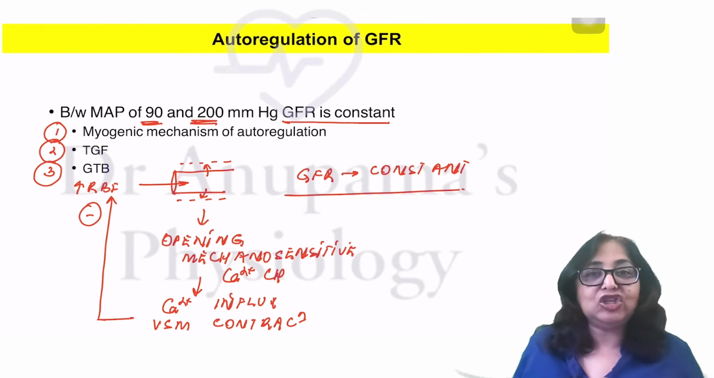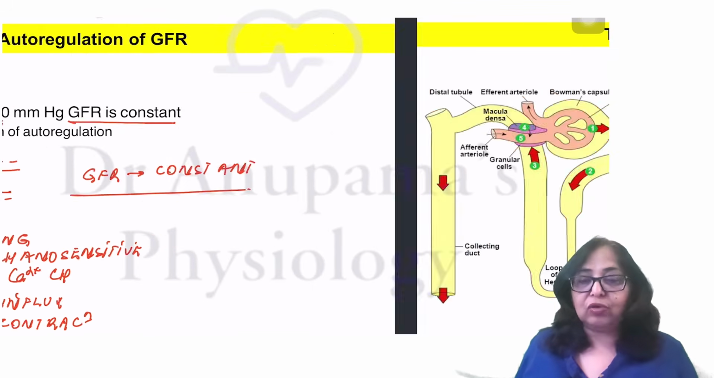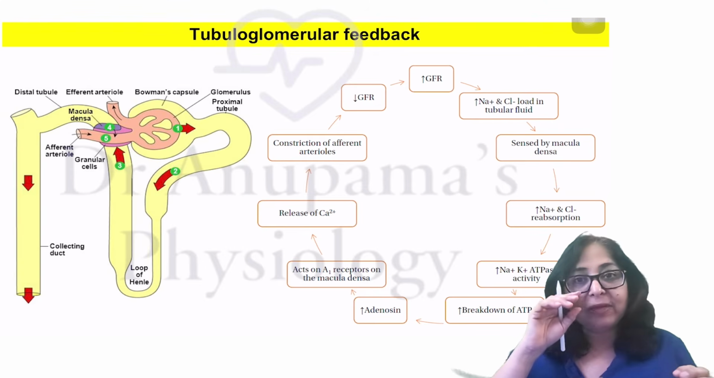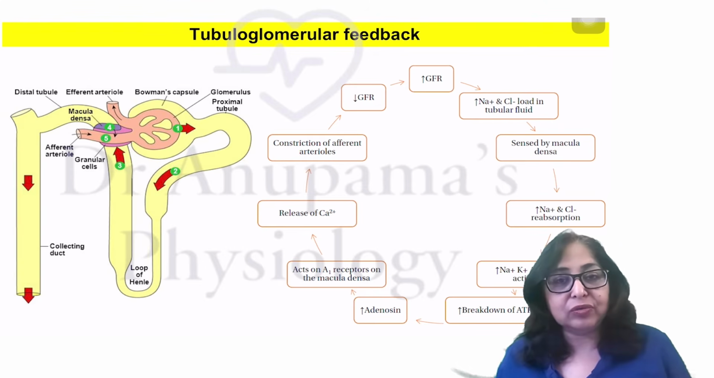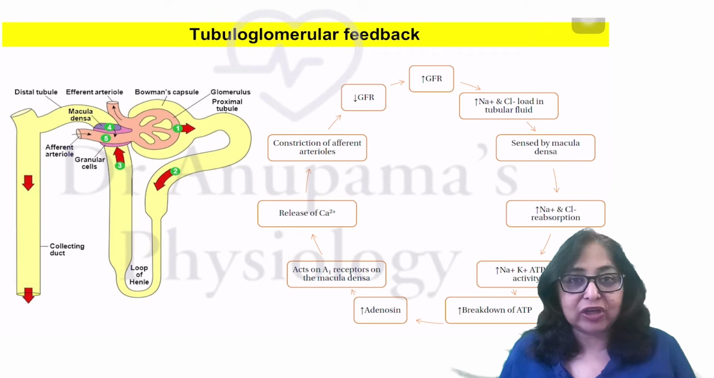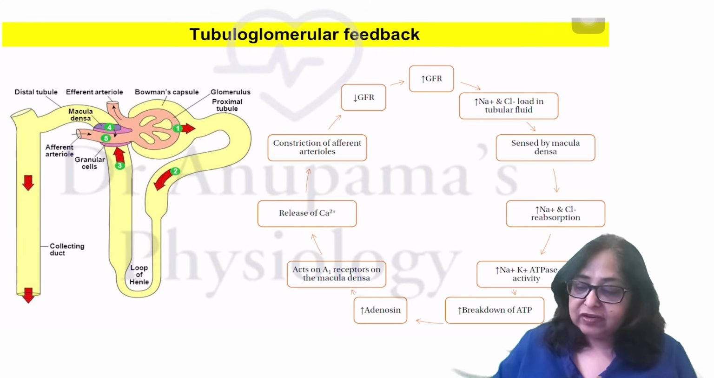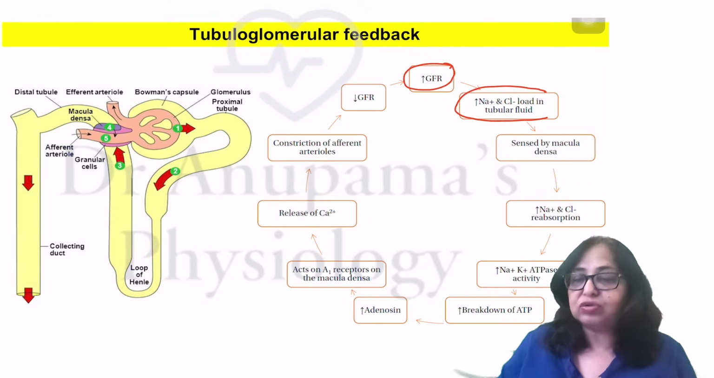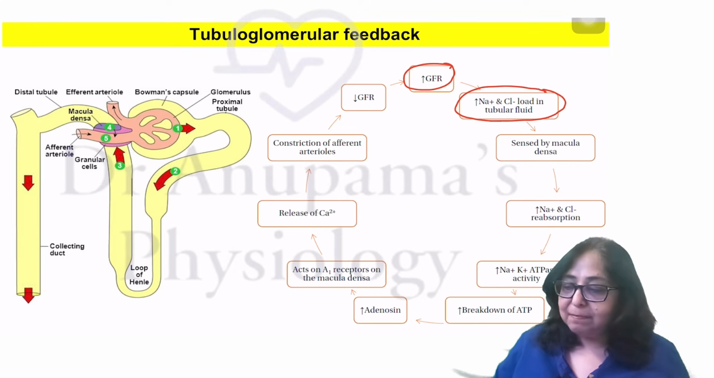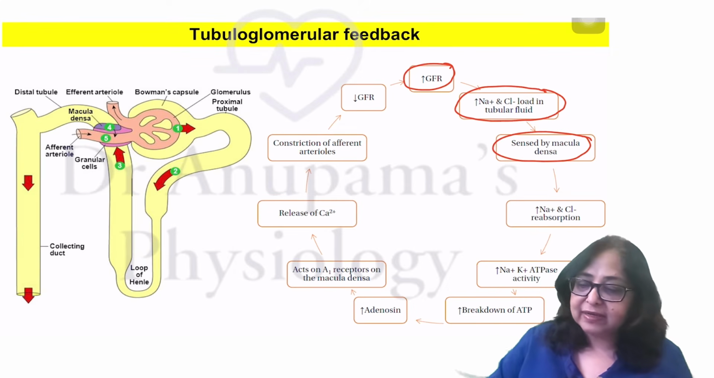Let's look at TGF, tubulo-glomerular feedback. Now, supposing, let's say, the myogenic mechanism was not able to control filtration, and now there is an increase in the GFR. The moment there is an increase in the GFR, now there will be more filtration, more sodium and chloride load in the tubular fluid. This now reaches the macula densa. Where is the macula densa?